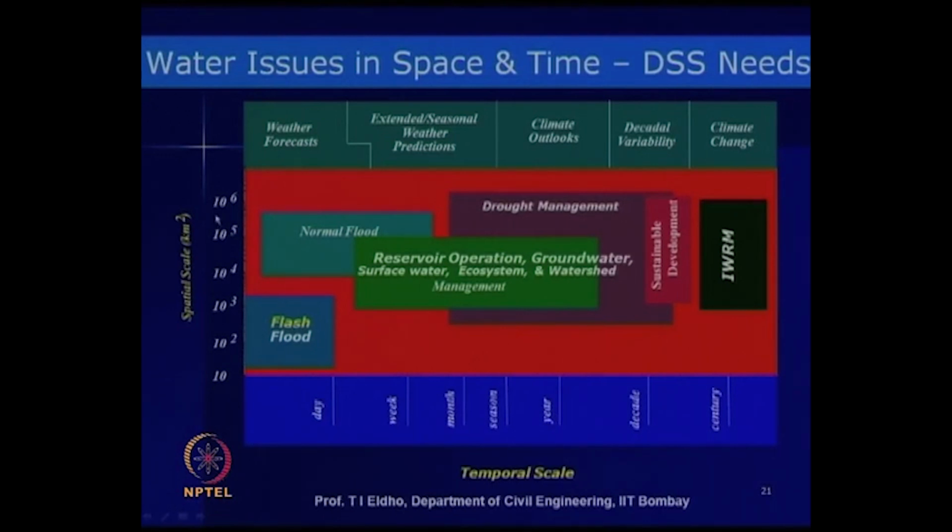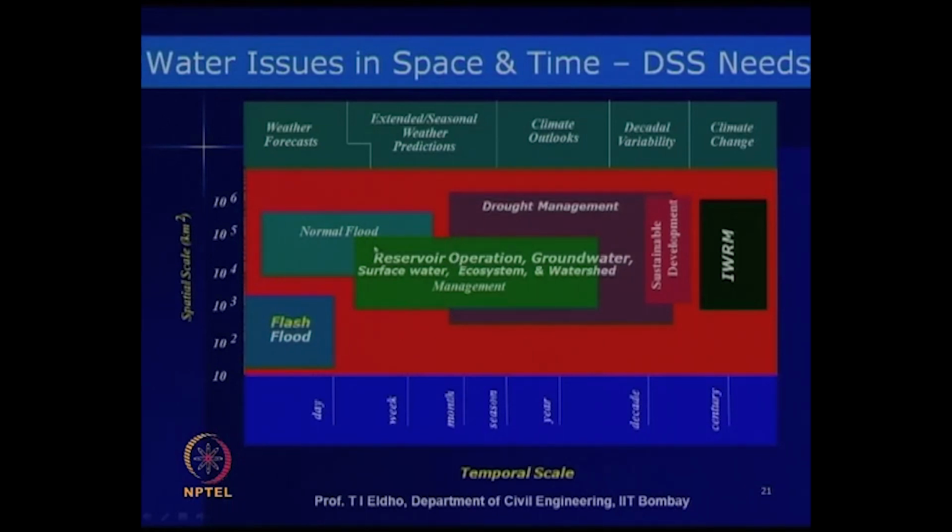So, the spatial scale can be either a few square kilometers, or a large area like thousands of square kilometers, or even million square kilometers. So, this is temporal variation, spatial variation, and then the issues are concerned like either weather forecasting or extended seasonal weather predictions, then climate outlook, and then if it is long term prediction or long term effects, then decadal variability, or climate change, where we have to consider century variations.